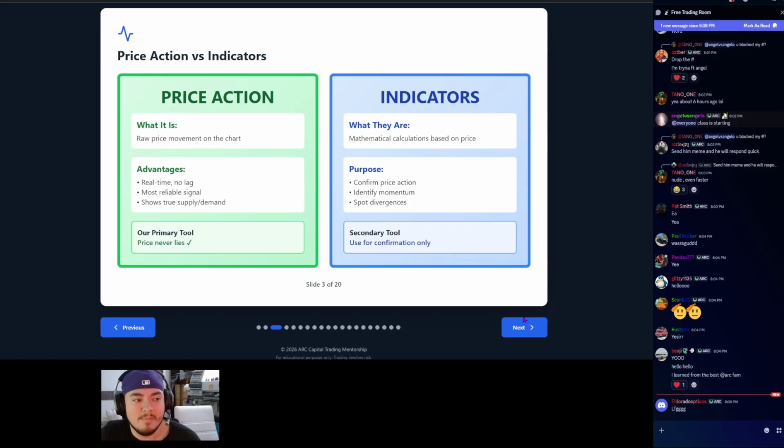Advantages: real time, no lag, most reliable signal, shows true supply and demand. You're not using an indicator to try to tell you where the supply and the demand is. You can visually see it on the screen by how the candles are forming. Our primary tool: price never lies.